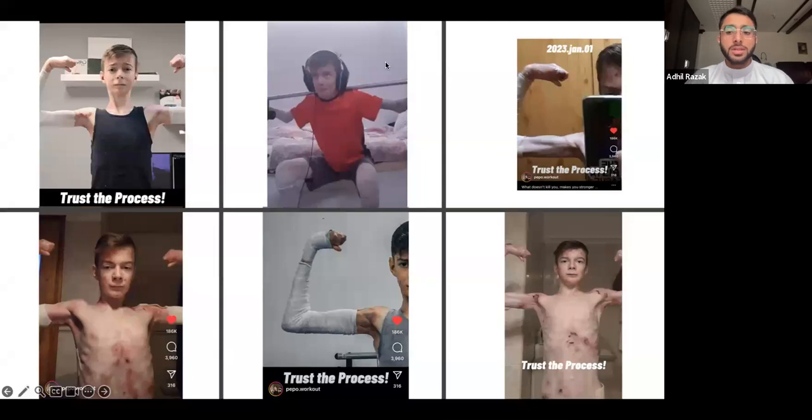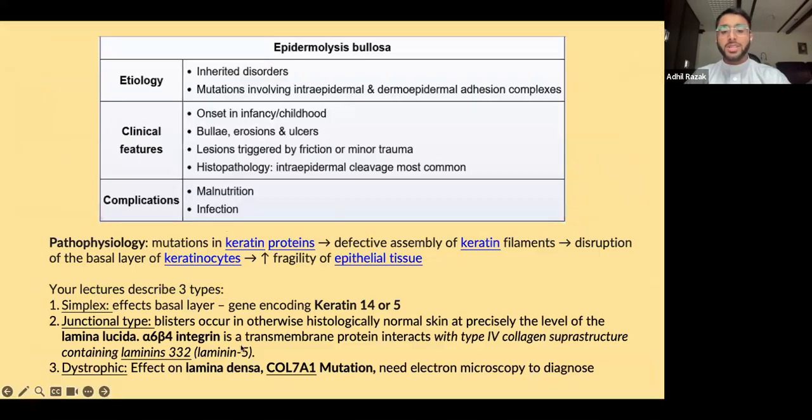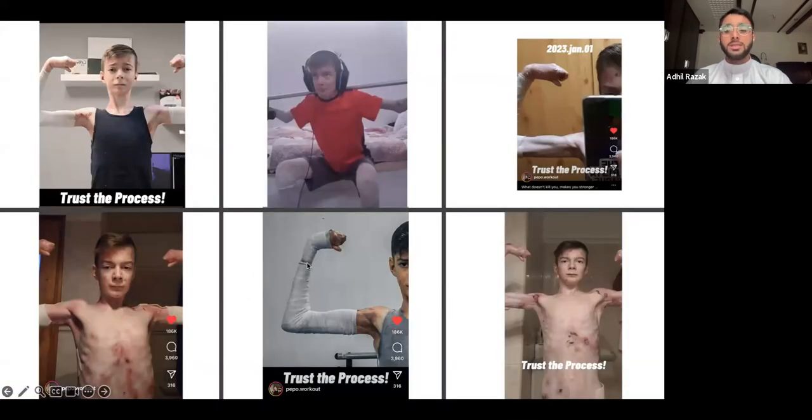All right, so this right here, interestingly enough, I was going through Instagram Reels last night actually, and I saw this kid. He must be like 14, 15, and he has EB dystrophic type. Let's pretend his name is Cole. His name is not Cole, but let's pretend his name is Cole. Why? Because the dystrophic type, the mutation is on COL7A1. And this kid right here, he has the dystrophic type mutation.